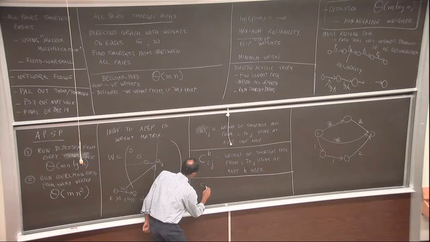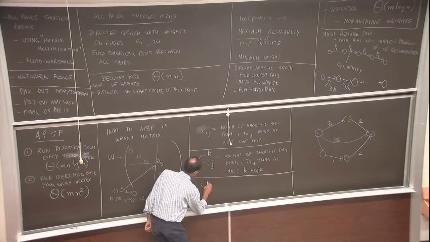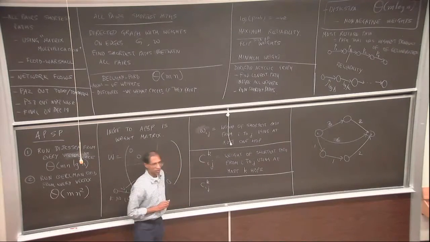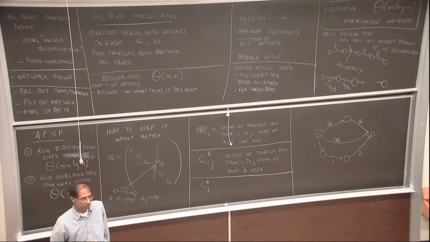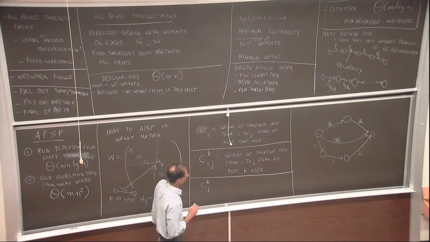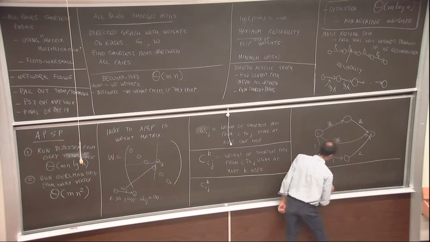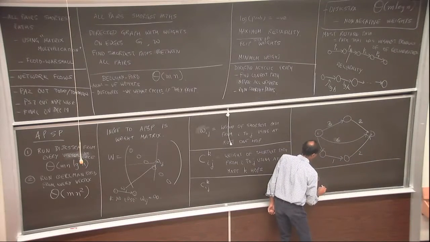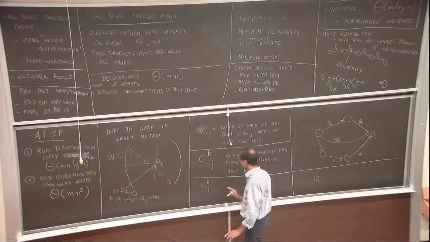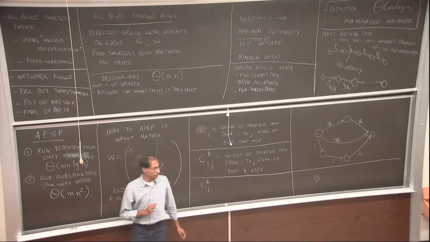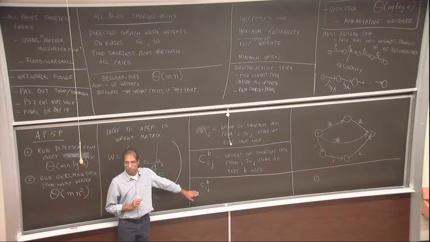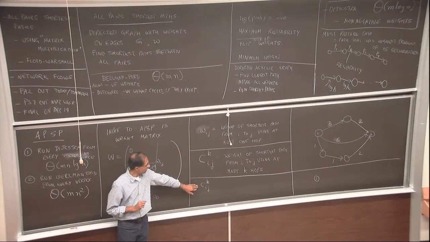So I have to go from I to j using at most k hops. Okay. Let's suppose this is I. What I would like people to do is try to write a recurrence for this by yourself.